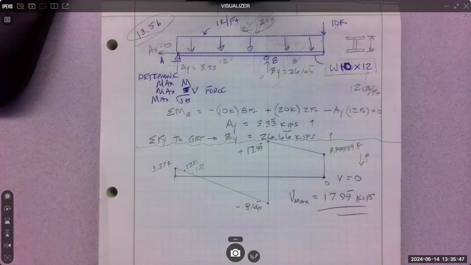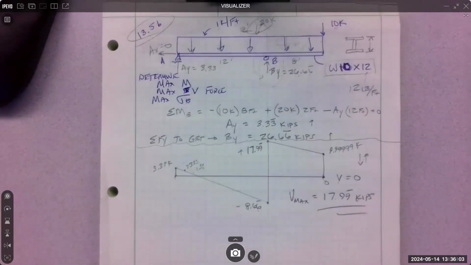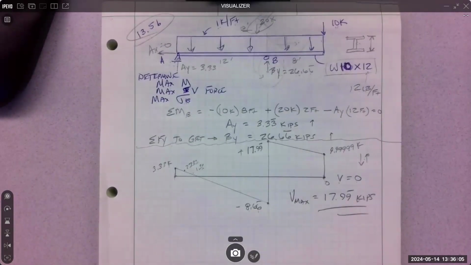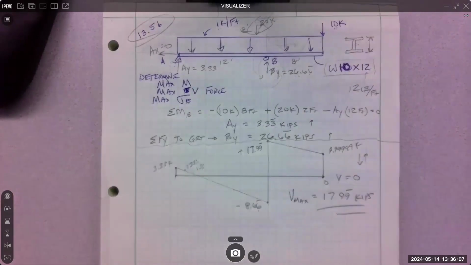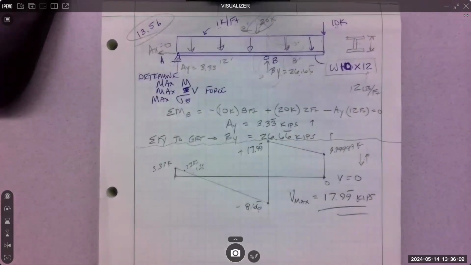Now we have a much harder situation to deal with, which is the moment diagram. First, let's let that settle in, and if there are any questions, if something wasn't clear, what is it, and can I help? Or do you see where I got it all?